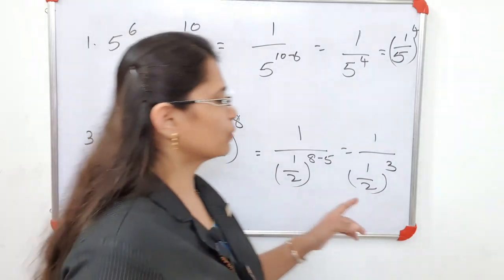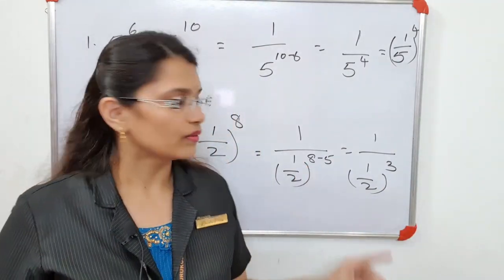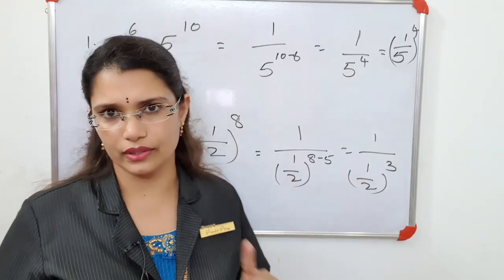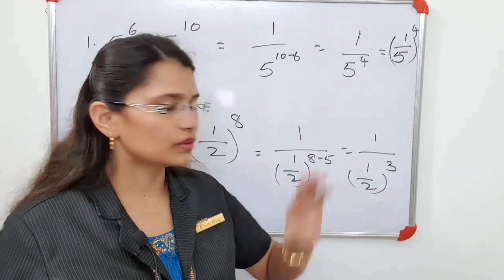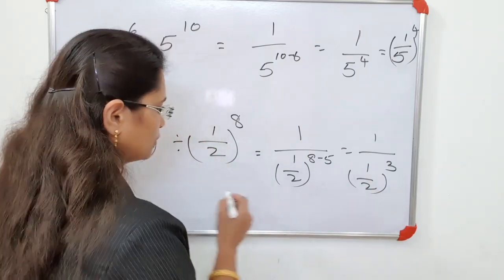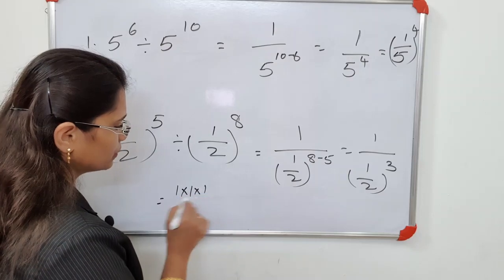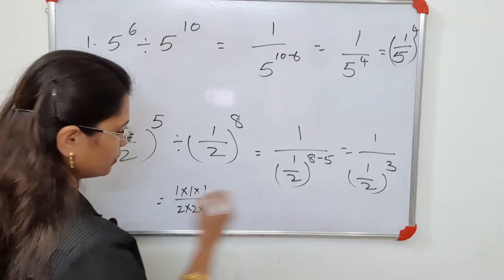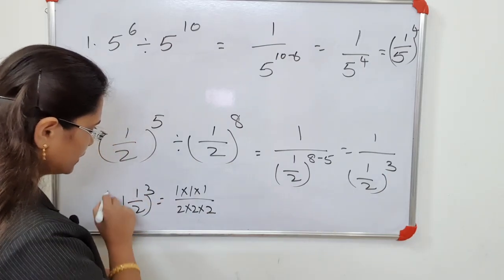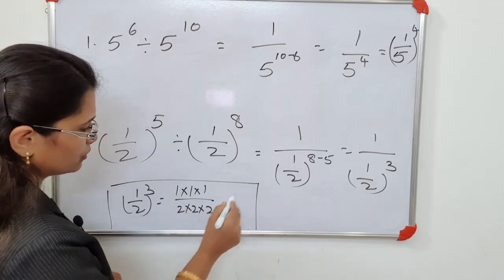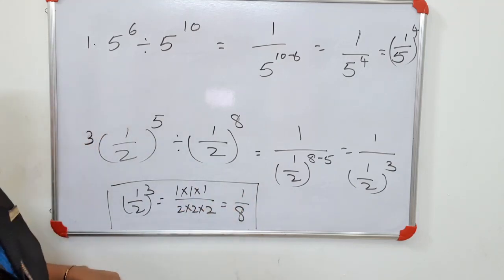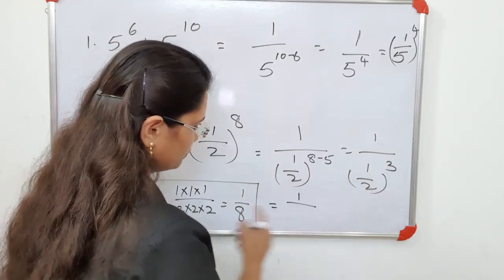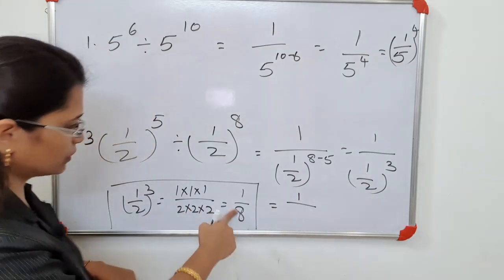So what is (1/2) whole cube? 1 cube means 1 into 1 into 1. 2 cube is equal to 2 into 2 into 2. So it is 1 into 1 into 1 by 2 into 2 into 2. This is only for (1/2) whole cube, okay, which is equal to 1 by 8. Clear? So (1/2) whole cube is equal to 1 by 8.